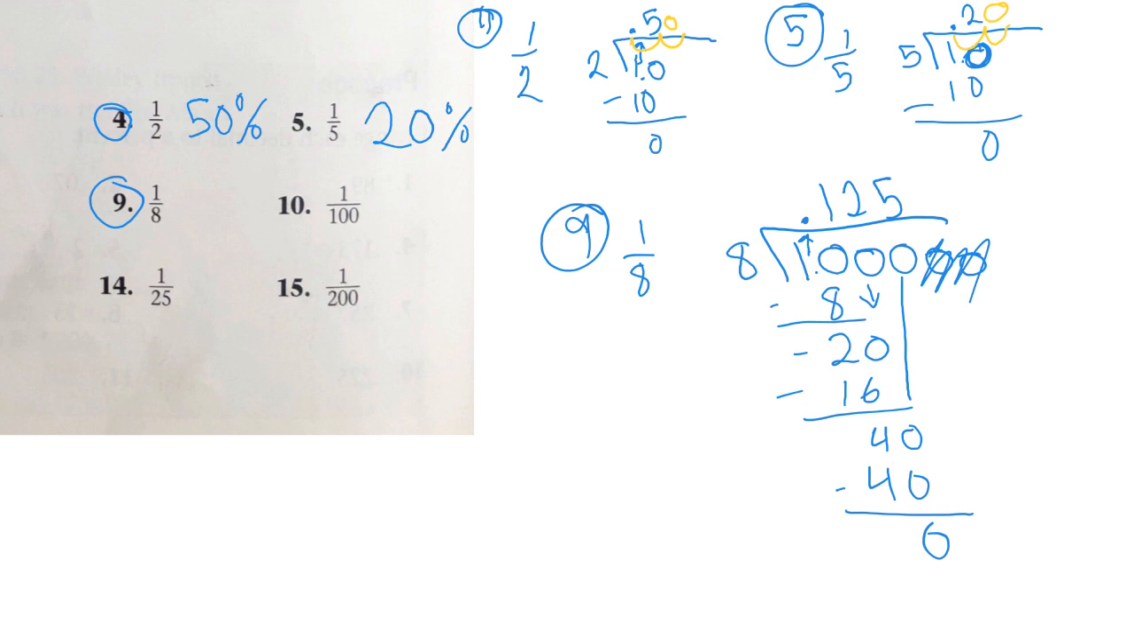We want to turn that into the percent, so we move the decimal to the right 2 times. Now the last step is to write the answer with a percent sign. 12.5%.